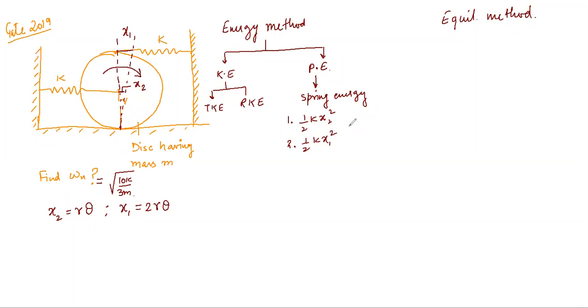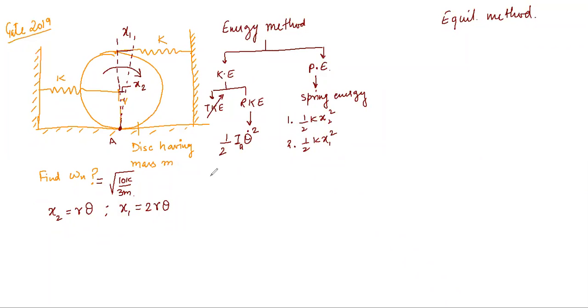Clear? Now there is no translational kinetic energy. We assume this disk is in pure rolling, and this rolling is about this particular point A. So we have a rotational kinetic energy. Its value is half I theta dot square, where I is about A, right?